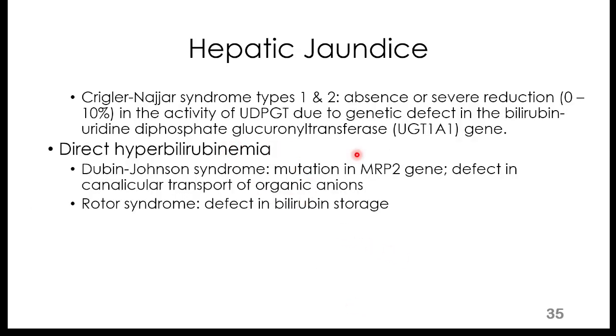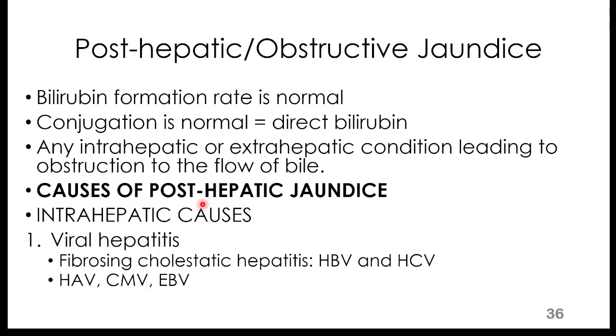Crigler-Najjar syndrome, all right. When there's a problem, there's also a problem with the enzyme, the UDPGT enzyme. Then Dubin-Johnson syndrome, Rotor syndrome. Okay. Now, post-hepatic or obstructive jaundice, also called surgical jaundice.